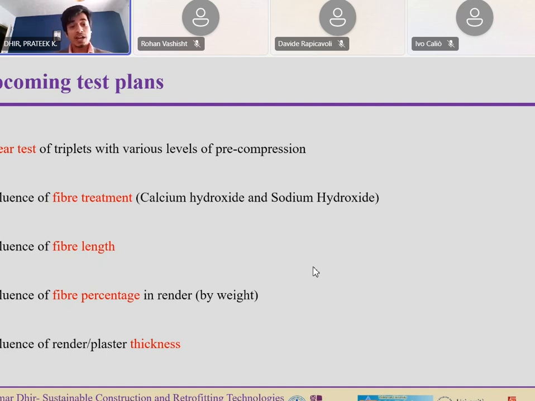And then fiber percentage also plays a major role, because it's not the case that we'll add a lot of fiber and it will work. It will definitely affect the mechanical performance. Then we need to also understand how the thickness of the render or plaster is going to influence the overall performance of the system.